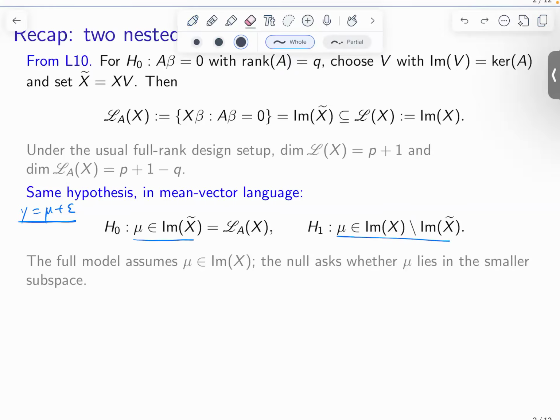Hopefully this is not too difficult to understand because we already are familiar with viewing regression geometrically. Yes? What's the backslash? This is a set notation. If you have two sets, A backslash B is like A intersect B complement. It's the complement of the image of x tilde in the image of x. So whatever is not in the image of x tilde, we restrict to the image of x. We are still in the image of x, but not in the image of x tilde.